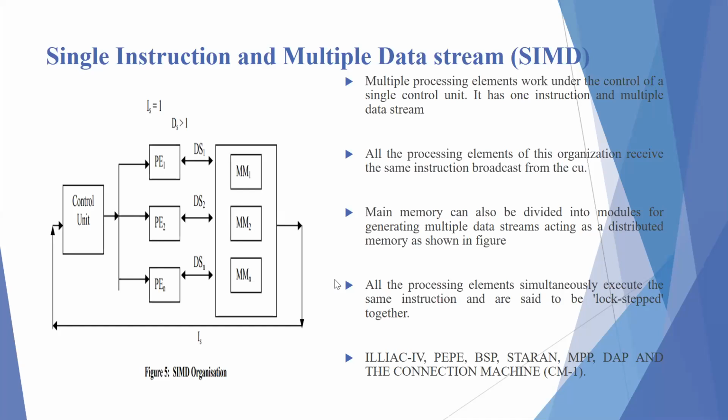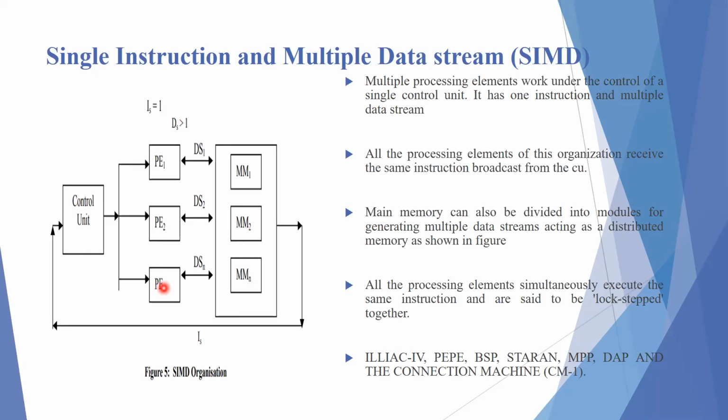On the same analogy, if I see here, we have one control unit which issues one single instruction to multiple data streams, which are taken from multiple memory units, right, and processed using multiple processing elements. So this will be kind of an architecture wherein we have.